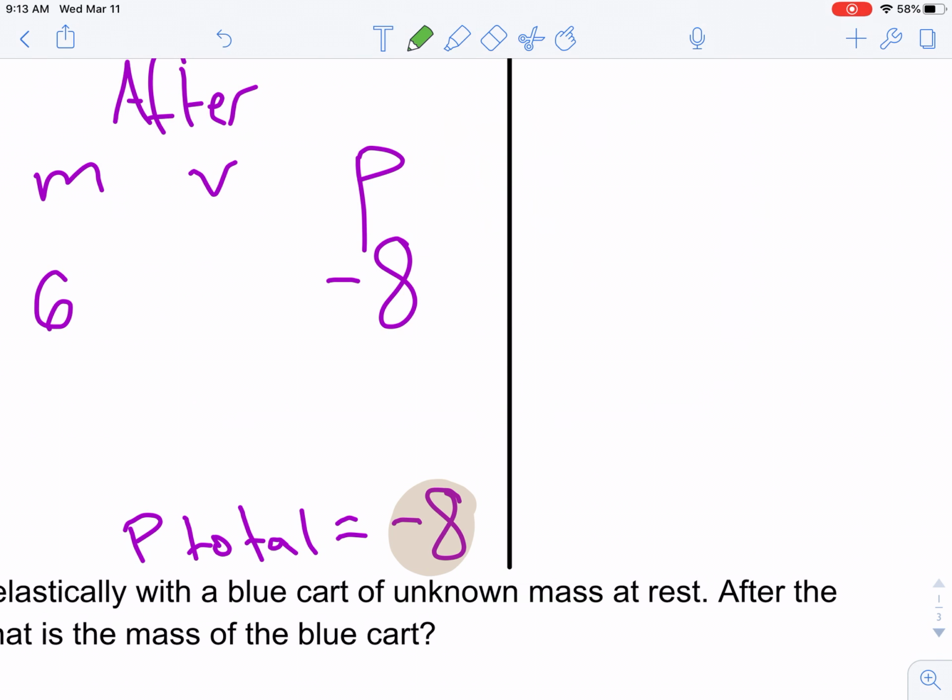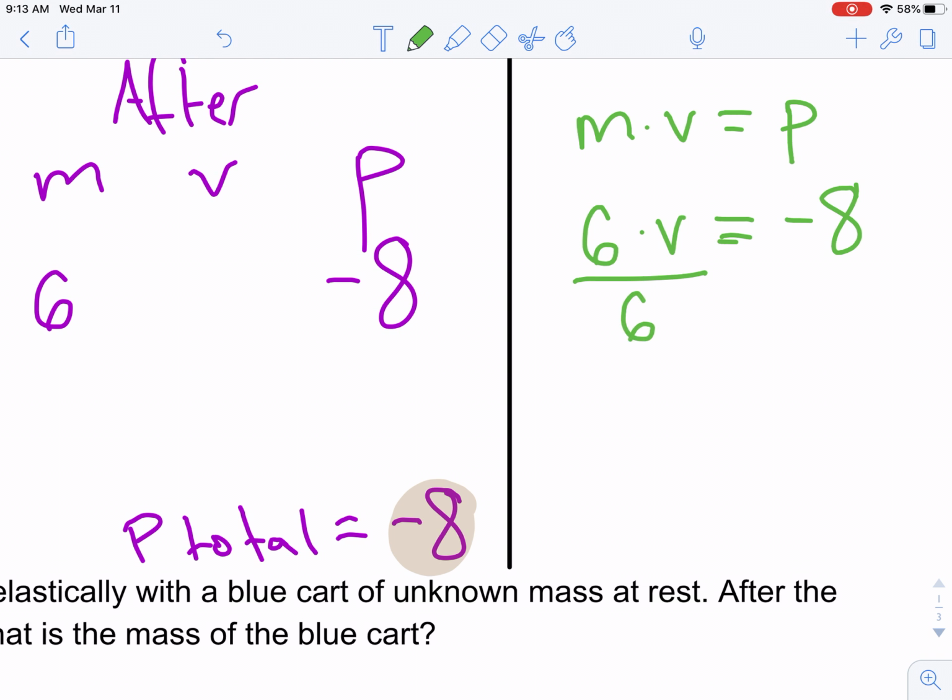Okay, so mass times velocity equals momentum. Plug in everything you know. You know that the mass is 6, the velocity you don't know, and the momentum is negative 8. So you can use your calculator or just use your algebra skills. Divide this side by 6, that way these cancel out. Whatever you do to one side, you do to the other. Negative 8 divided by 6 is V equals negative 1.33 repeating.